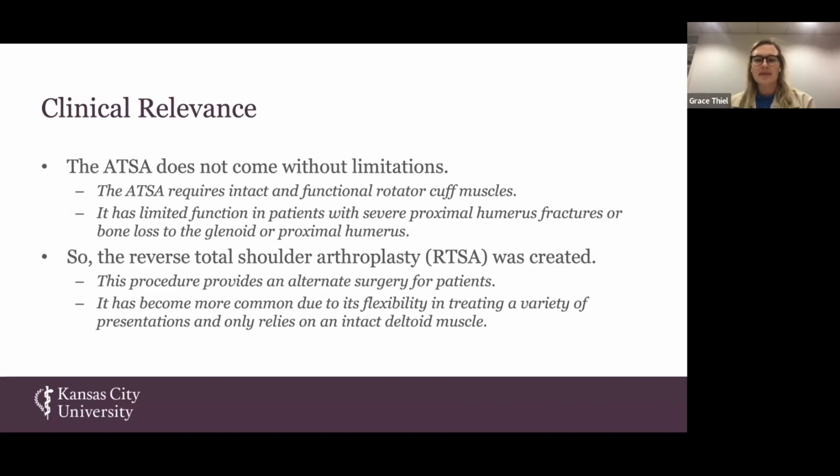So in order to combat these difficulties, a reverse total shoulder arthroscopy was created. This procedure is an alternative for these patients who might not qualify for the anatomic version of this procedure. And it has become more common due to its flexibility in treating a variety of presentations. And numerous studies have reported a lower complication rate for the reverse version compared to the anatomic. It importantly only relies on an intact deltoid muscle, so it can be performed if rotator cuff muscles are not intact or functional.